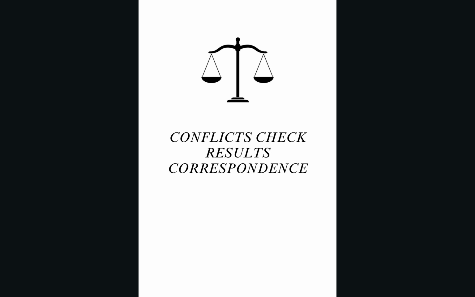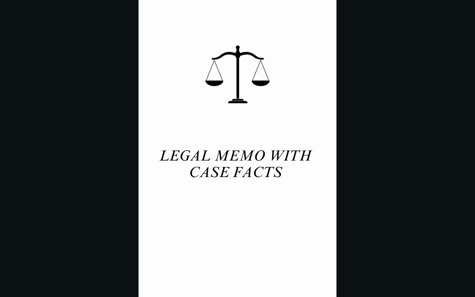First, we have the conflicts check results. This is correspondence between Mr. Brewster and the attorney informing him that the conflicts check proved negative. Therefore, they were able to move forward with his case, meaning there was no conflict between any employees at the firm and anyone that could possibly be involved in this case, including Mr. Brewster and his ex-wife.